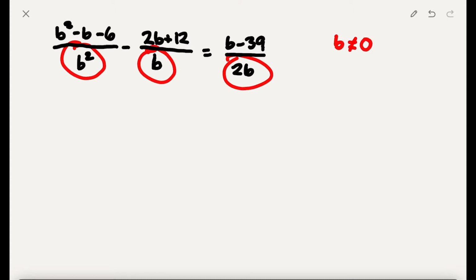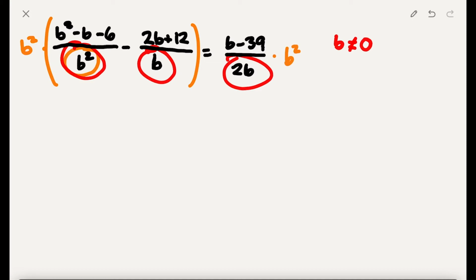All right, the next thing I'm going to do is multiply every single one of these by b squared. And the reason I'm using b squared is because that's all-encompassing in terms of factors. So it includes 2 of the b factors. So I'm going to multiply both sides by that, and it's going to get rid of everything in the denominator, essentially.